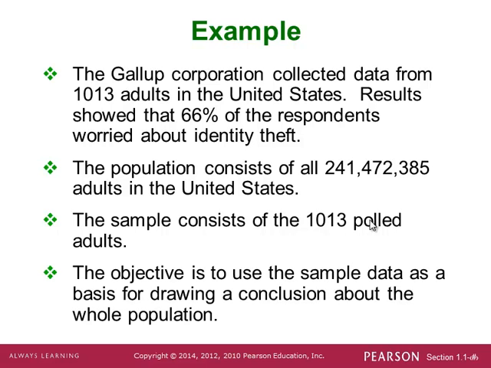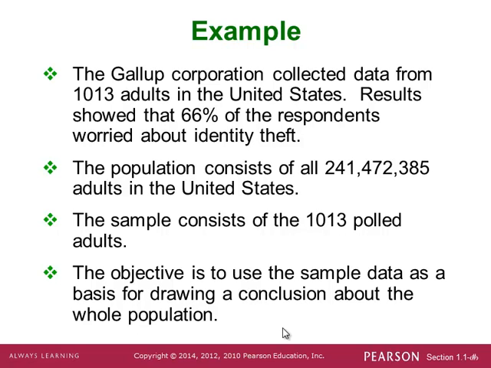What is the objective of this survey, of this study? It's to use the sample data as a basis for drawing a conclusion about the whole population. So if we're curious as to what proportion of the population is concerned about identity theft, well, if this 1,013 adults was representative of the population as a whole, then we should conclude that approximately 2/3 of the population of United States adults is concerned about identity theft. Somewhere in the neighborhood of 2/3.